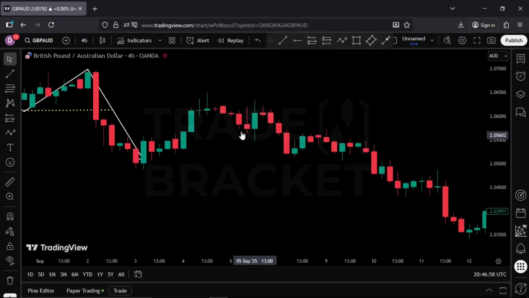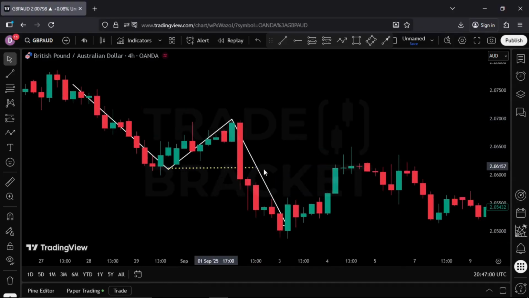Let me go ahead and mark this. This break on the 4-hour time frame, to the downside, confirms our directional bias, which is that the market is moving to the downside. With that being said, we should only be looking for sells. Let me say that again: since we created a break to the downside, we are only looking for sells.